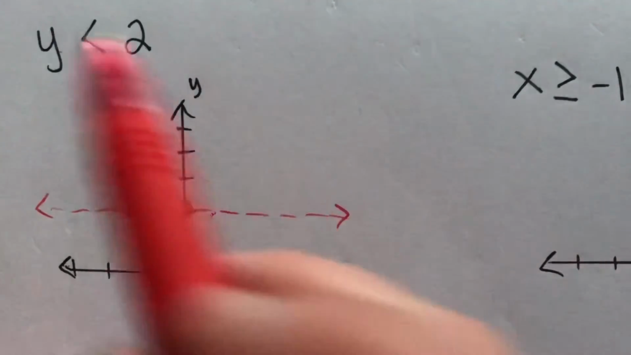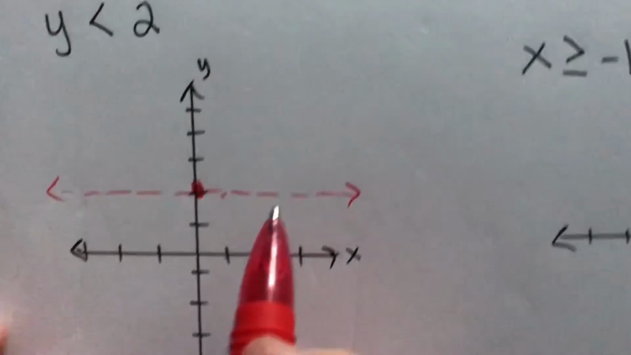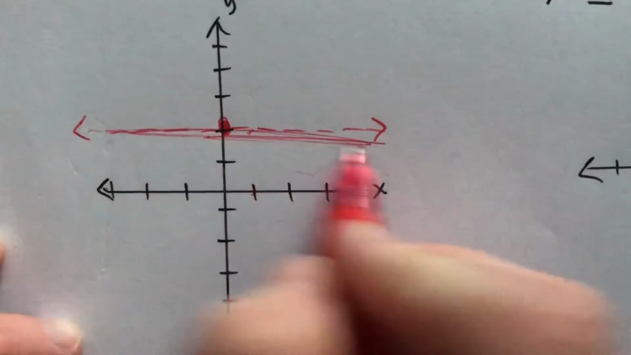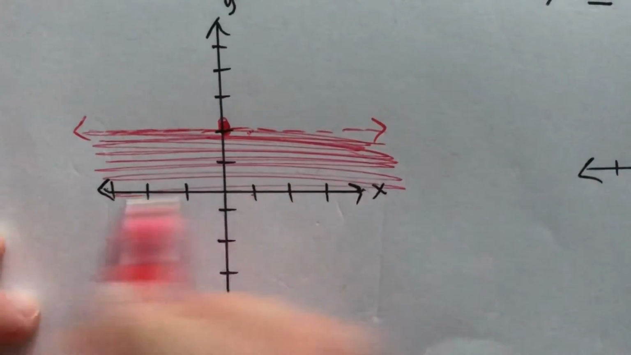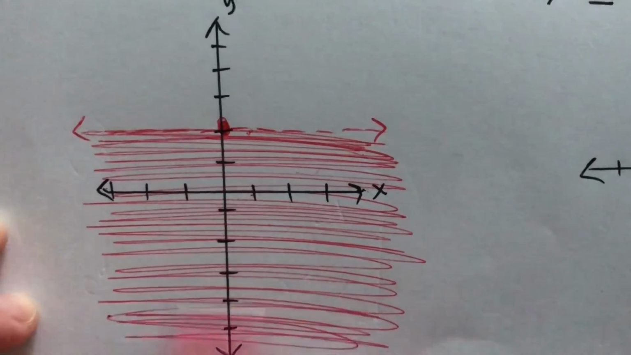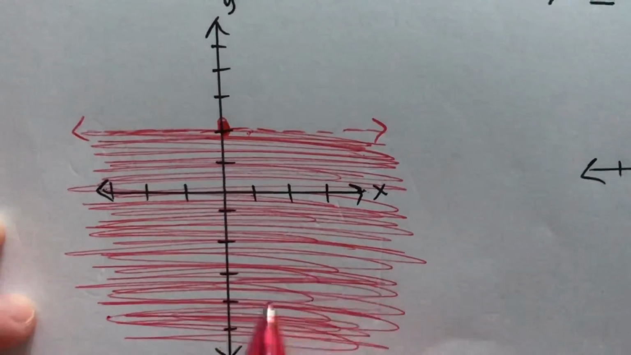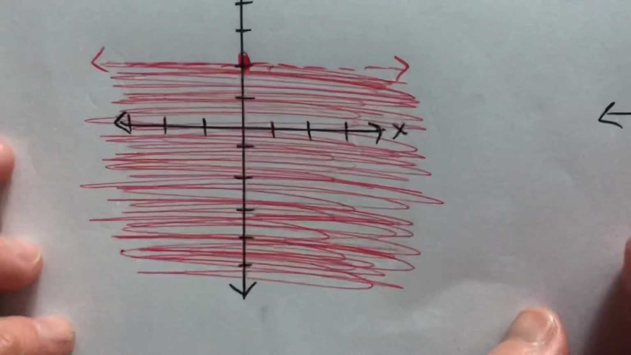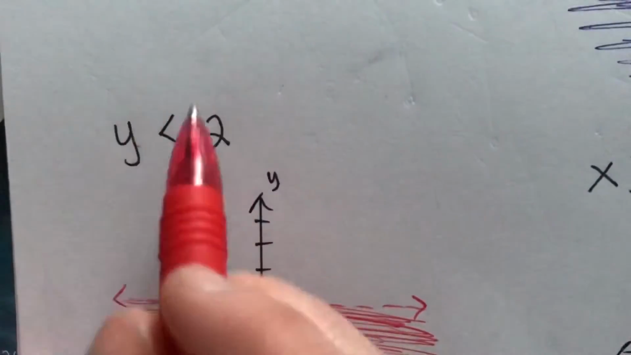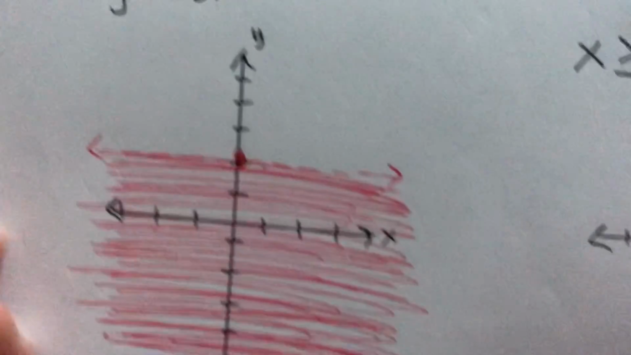That's why it's dotted. But the shaded region is less than 2. It's everything below that. Anything in this shaded region is a solution. Any of these points is a solution to that inequality. So basically, it doesn't matter what your x value is as long as your y value matches, right? There is no x variable here, so the x variables here don't matter, but the y variables do, okay?